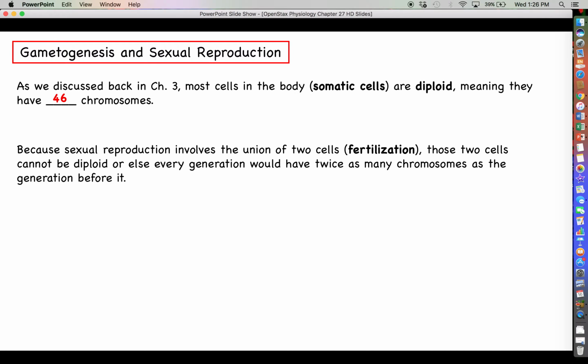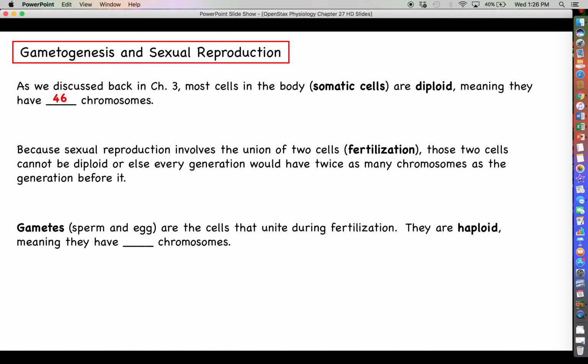So the deal here, though, is that because sexual reproduction involves the union of 2 cells, which is the fertilization process, we can't really have those cells that are joining together be diploid themselves. Otherwise, every new generation of new offspring and organisms would have twice as many chromosomes as the generation that came before it. So if each of our cells has 46 chromosomes, then the next generation would have 92 and then 184 and then so on and so forth from there. So we can't really have that. That's no way for a species of organism to function.